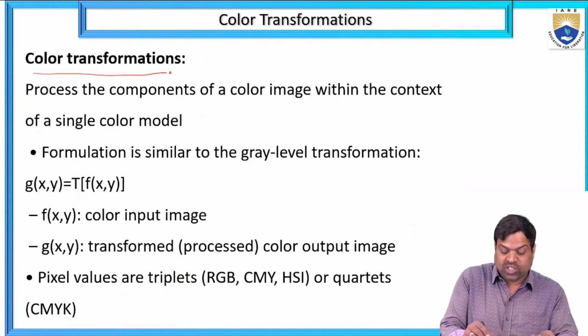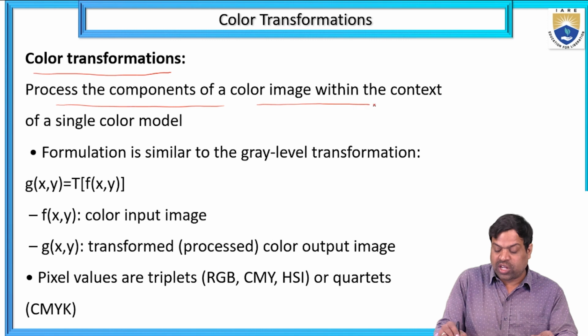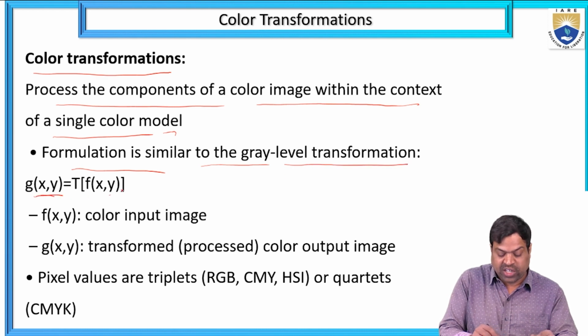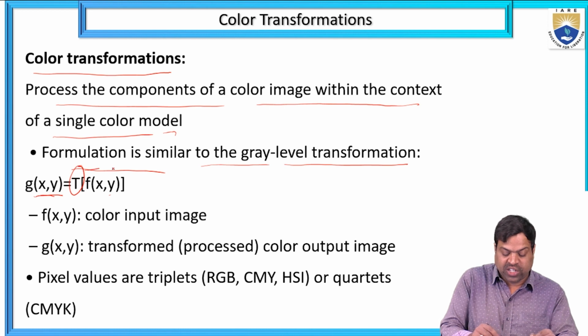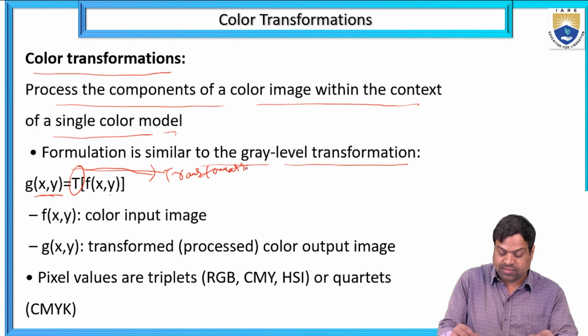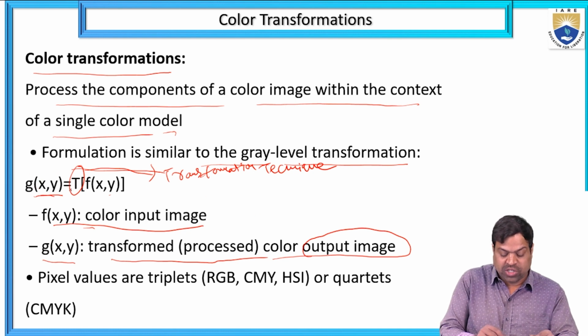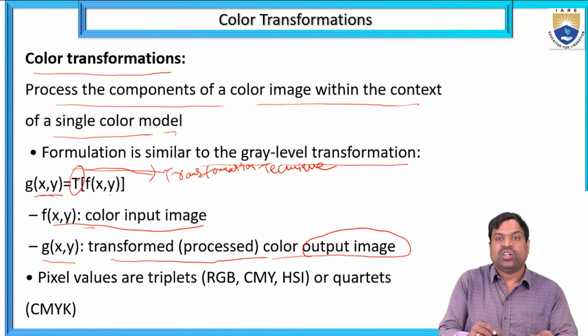The color transformation processes the components of a color image within the context of a single color model. The formulation is simpler, at the grey level of the transformation. G of x, y equal to T of f of x, y. Already we know that T is a transformation technique. Here f of x, y is a color input image, and G of x, y is a transformed, processed or output image. So the output image equals the input image with respect to the transformation process.